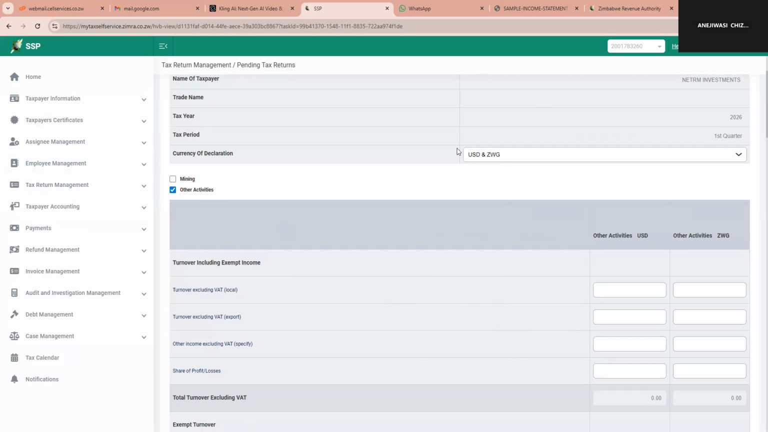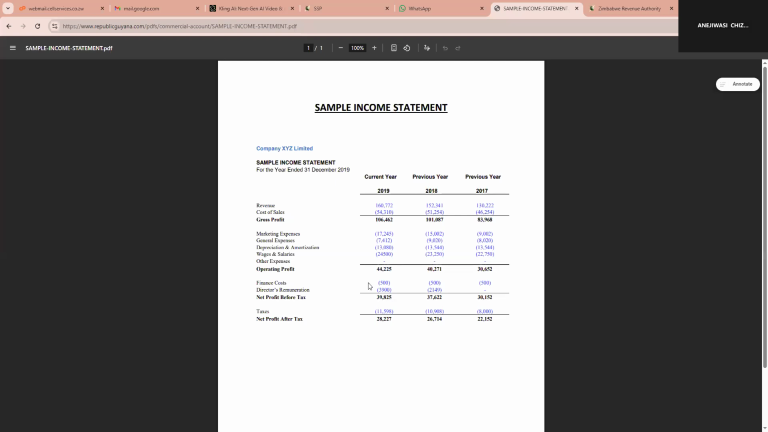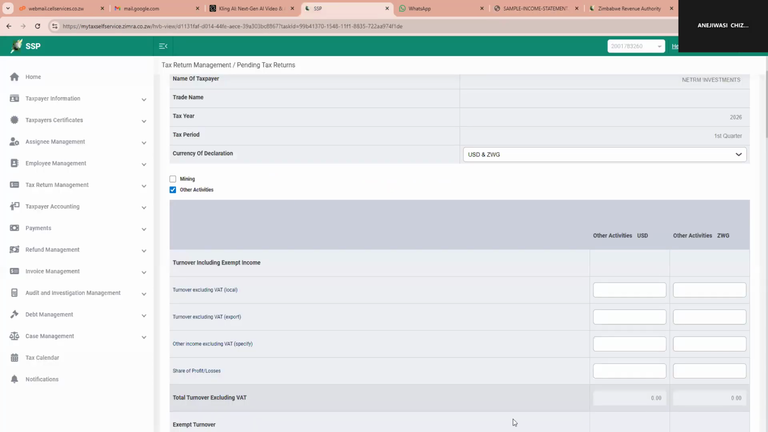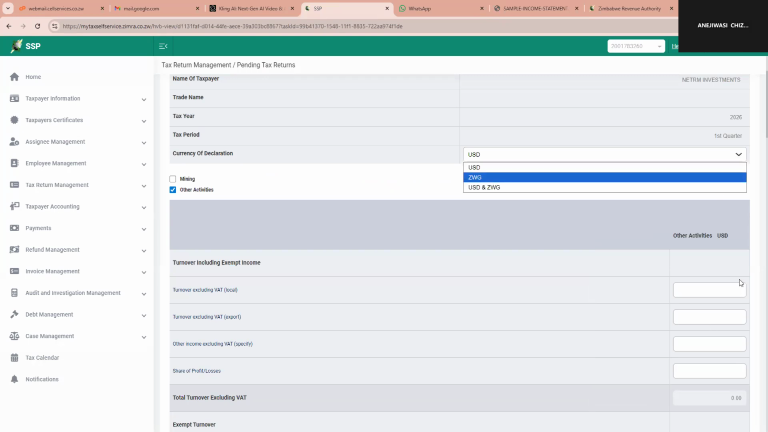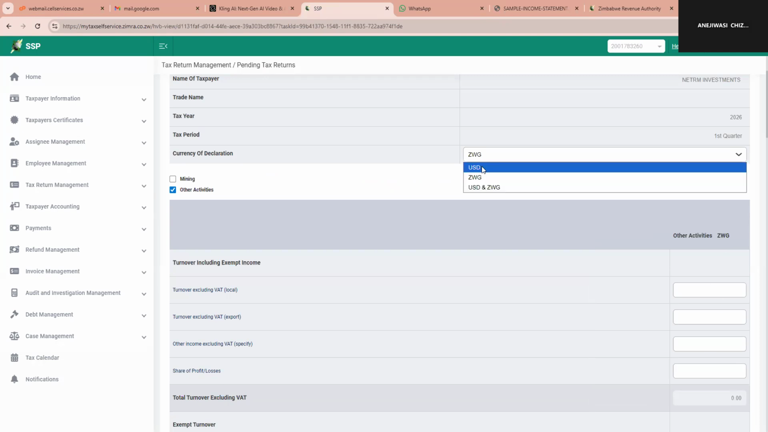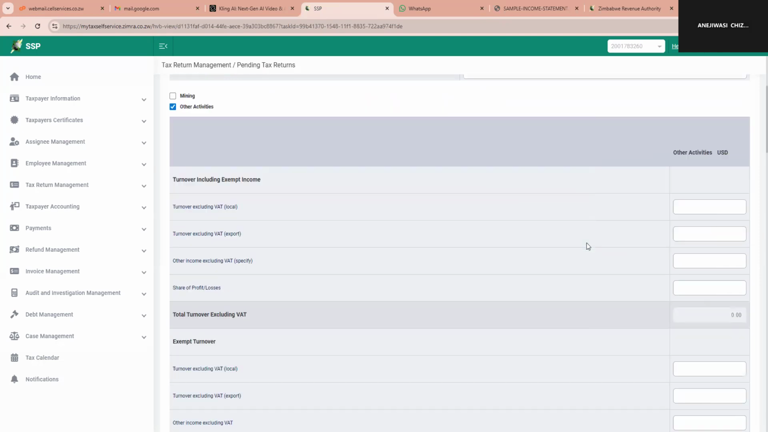So now, in our case, we've said we are doing a return for both USD and ZWG. This is based on our income statement, meaning to say, if we are dealing in both currencies, probably we should have an income statement for ZWG as well as an income statement for USD, so that when we come here, we're just inputting the figures, right? If I had just selected USD, it means I'm just going to have one column there. The same goes if we had just selected ZWG. So I'm just going to use one column, right?